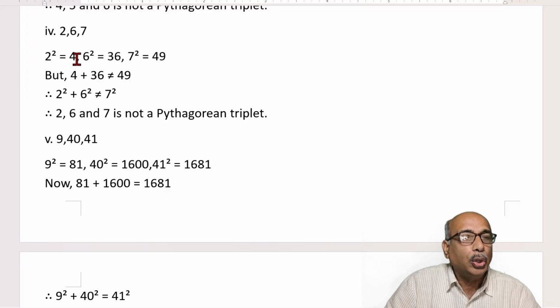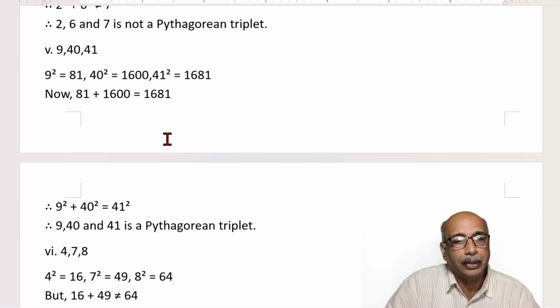Next, 2, 6, 7. 2 square is 4, 6 square is 36, 7 square is 49. But 4 plus 36 equals 40, which is not equal to 49. Therefore, 2 square plus 6 square is not equal to 7 square. Therefore, 2, 6 and 7 is not a Pythagorean triplet.